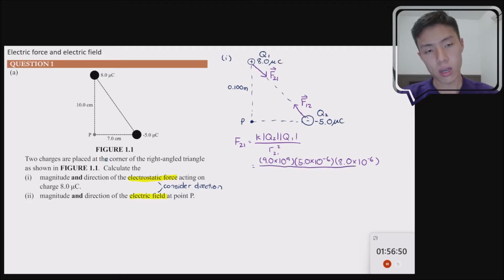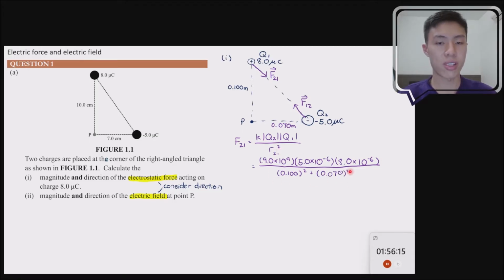So down here you have your r21. r21 is the distance between 2 and 1. This distance here, we need to find it. You can find it through the Pythagoras theorem. Okay, 0.070 meter. You can see that you are given the opposite and the adjacent, and asked to find the hypotenuse. So this one is just Pythagoras. Okay, so you can do it as 0.100 squared plus 0.070 squared. You don't need to take the square root because the whole thing here needs to be squared, right? So this is enough already.